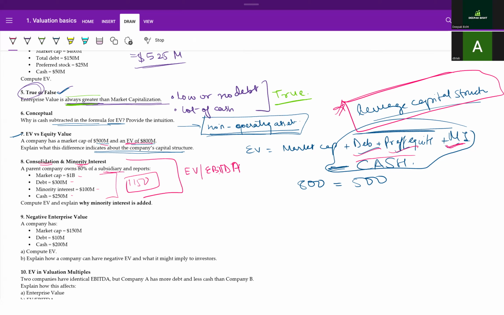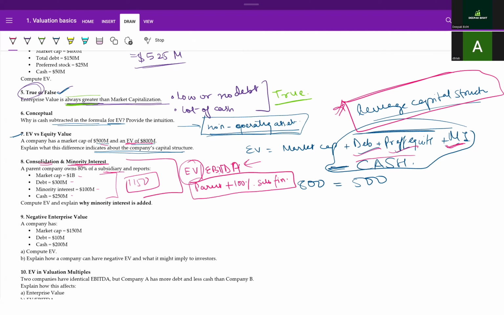Understand this: you have added the company's financials into your financials. So the parent company has consolidated 100% of the subsidiary's financials into its own company, and this includes EBITDA also. If the parent company has included that in the EBITDA, you also need to adjust the enterprise value formula for this. So if there is minority interest, why are we doing this?